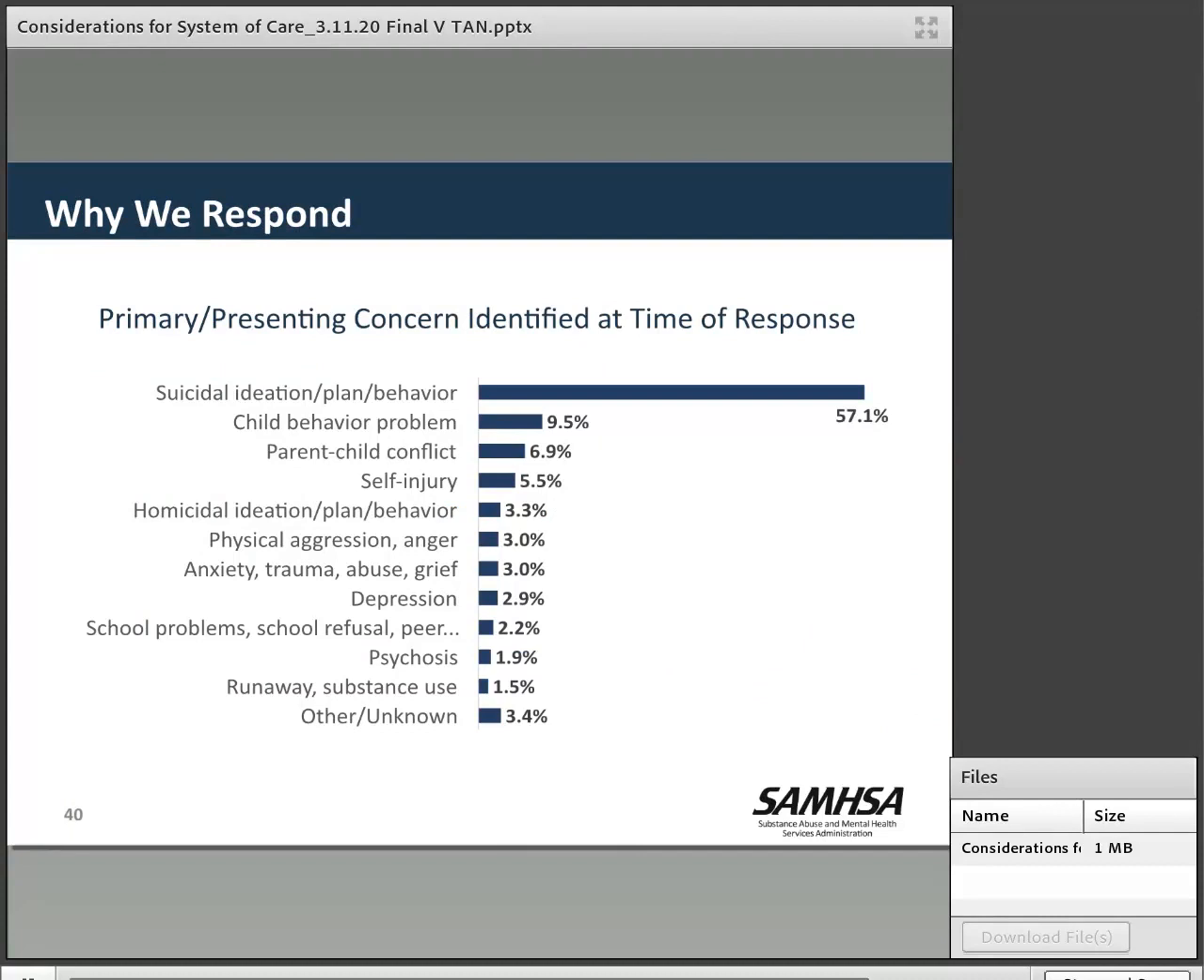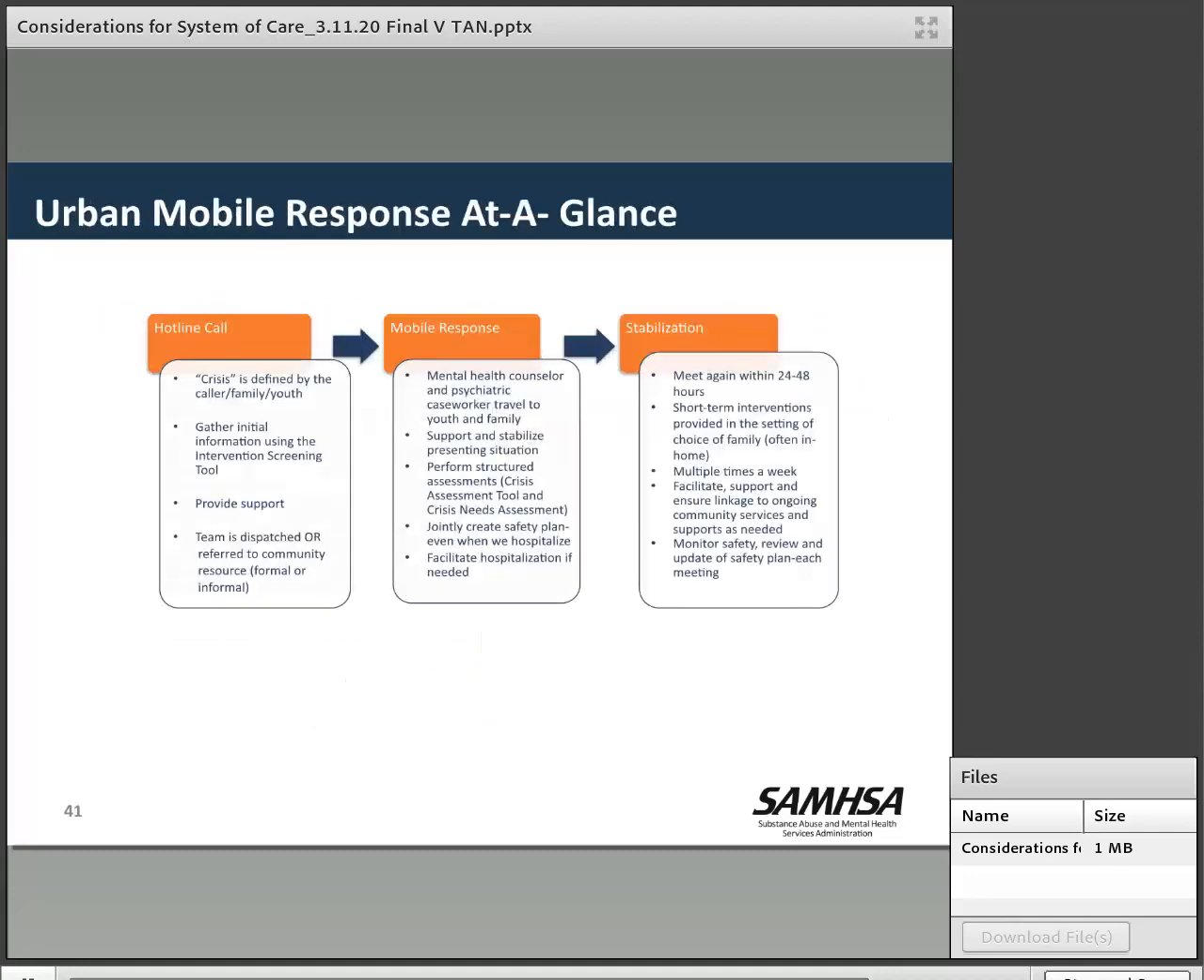Most of our youth coming in are still coming in for suicidal ideation, a suicidal statement, some suicidal behavior or self-harming behavior, parent-child conflict, some homicidal physical aggression, reactions to abuse, trauma. So we are getting quite a variety of calls, but the most significant call at this time still is surrounding some suicidal ideation.